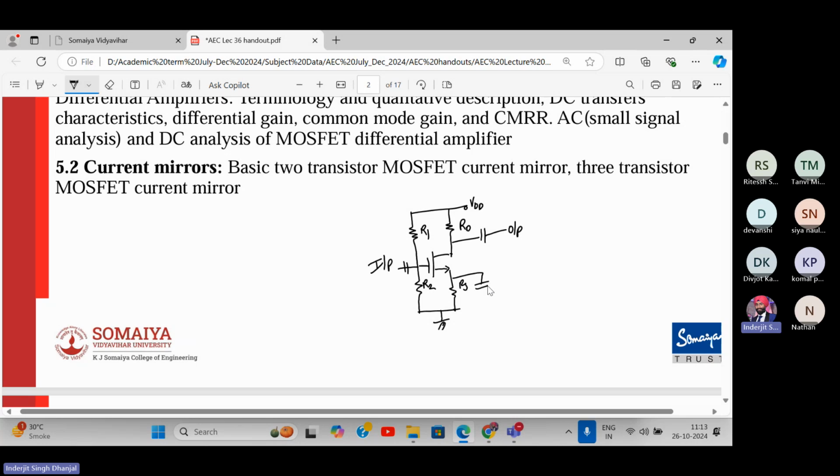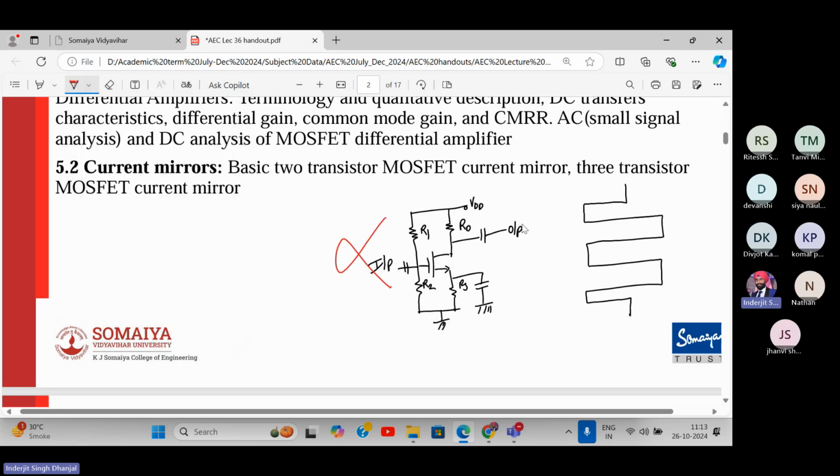Correct? So normally in integrated circuit, we don't prefer resistors because it will occupy very large space. So in an integrated circuit, a resistor's layout will look something like this, a serpentine structure. So it will occupy a large area on a chip. So that's why we don't go for this type of biasing. We go for current mirror biasing.